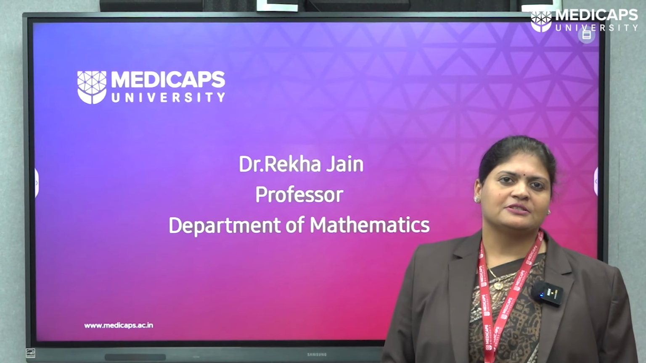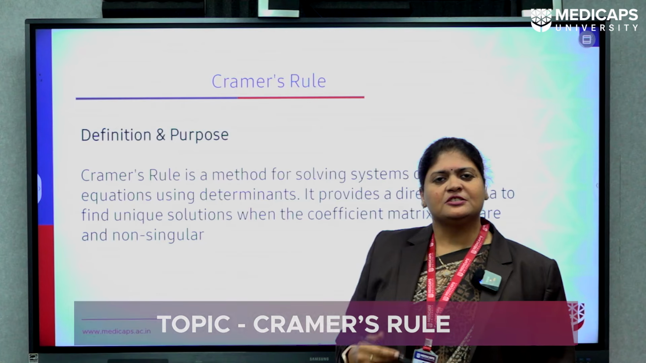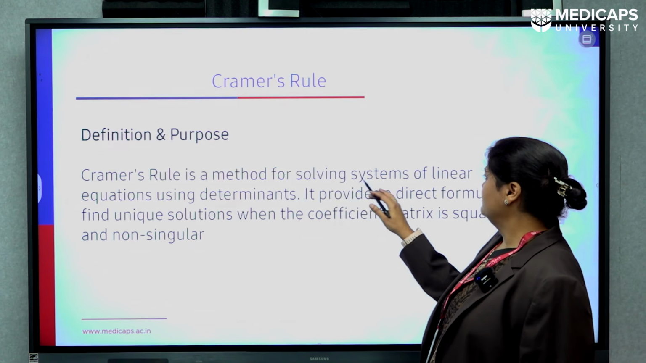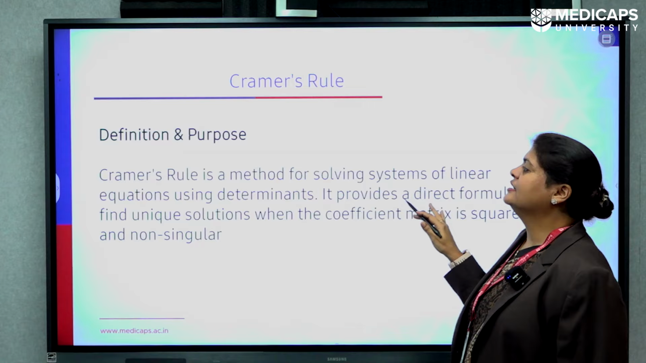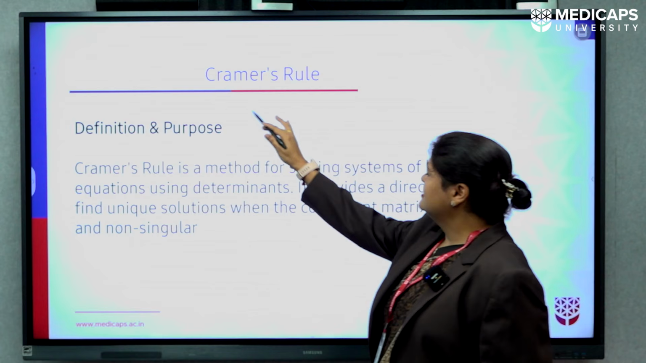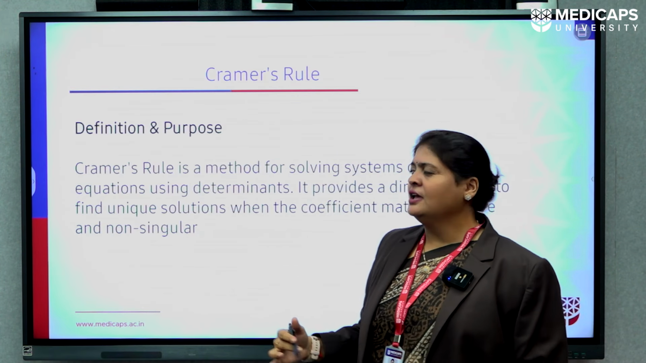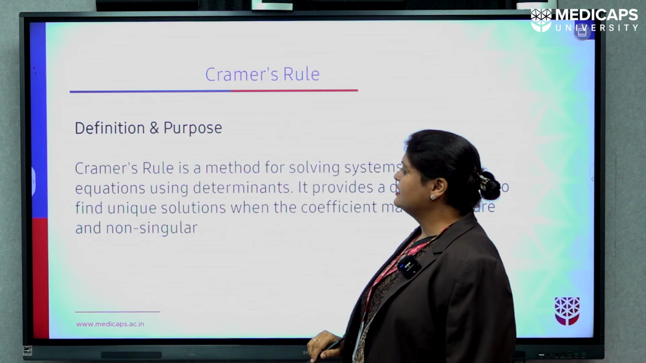Today we are going to discuss Cramer's rule. Definition and purpose: Cramer's rule is basically used for solving a system of linear equations using the determinants method. Cramer is the name of a mathematician, and in his honor, since he developed this, we say it is Cramer's rule.